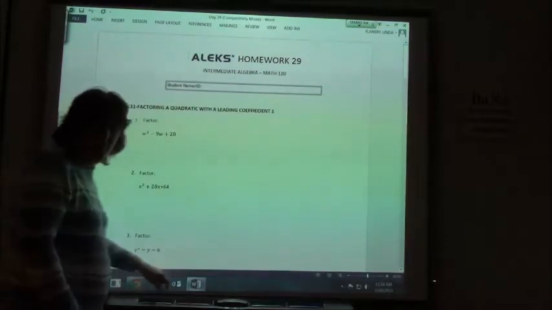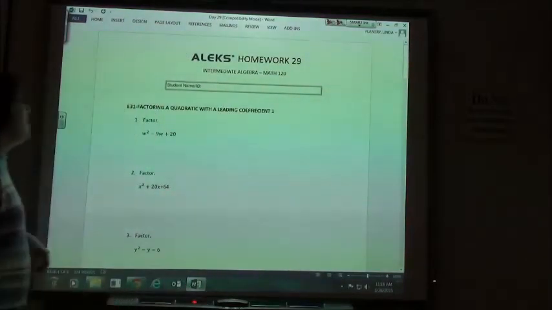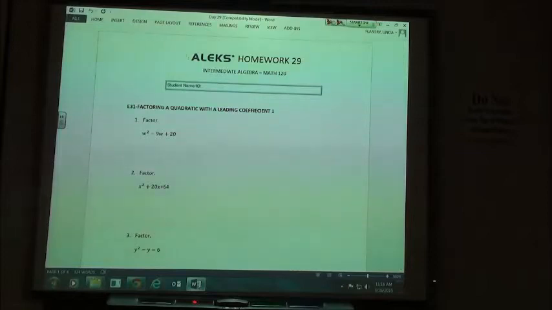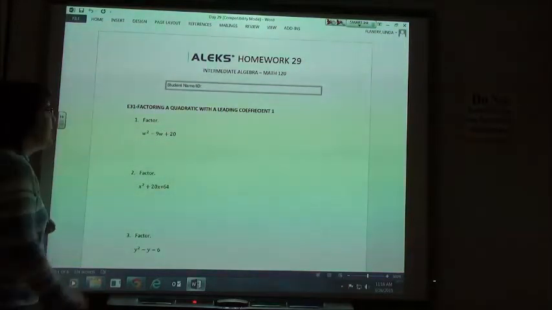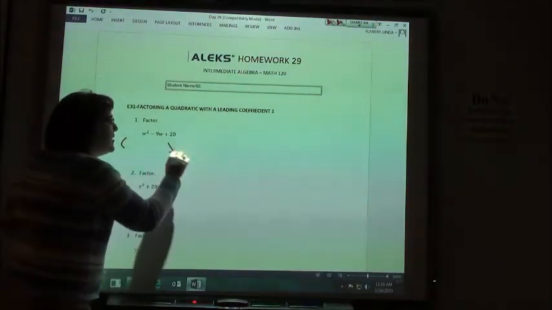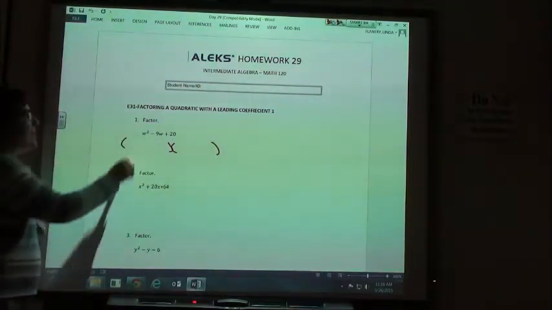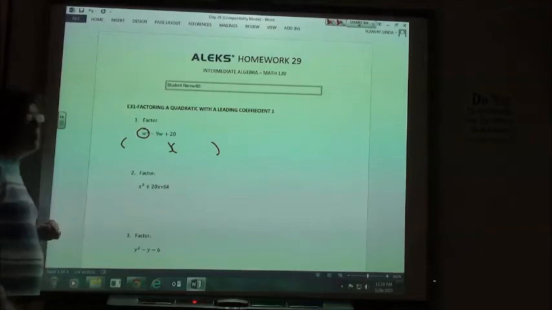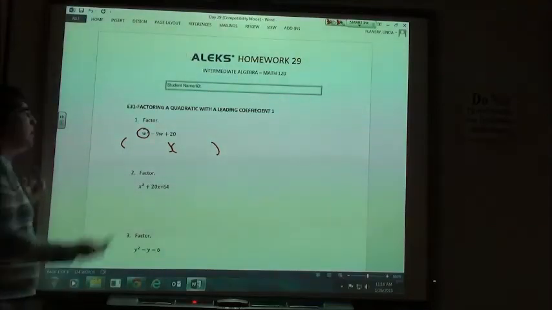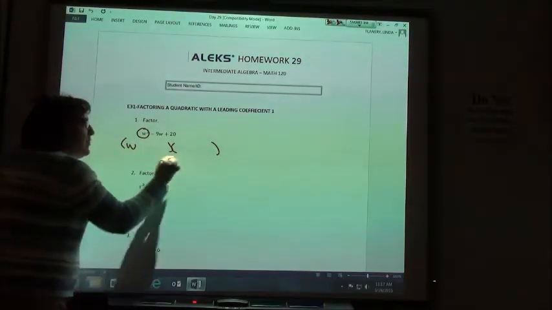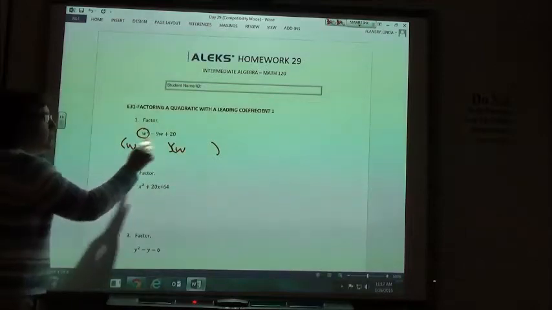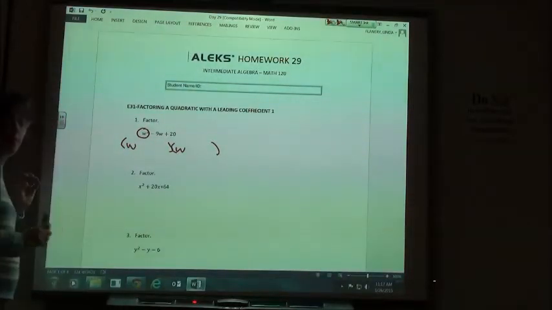Now we'll go to how I'm going to do this. So on my notes it says if I'm going to factor my quadratic, it came from FOILing something out, so I'm going to have 2 sets of parentheses. And the first thing I'm going to do is factor this leading term. What times what gave me W squared? Well, to get W squared, I had to have a W and a W. W times W is W squared.